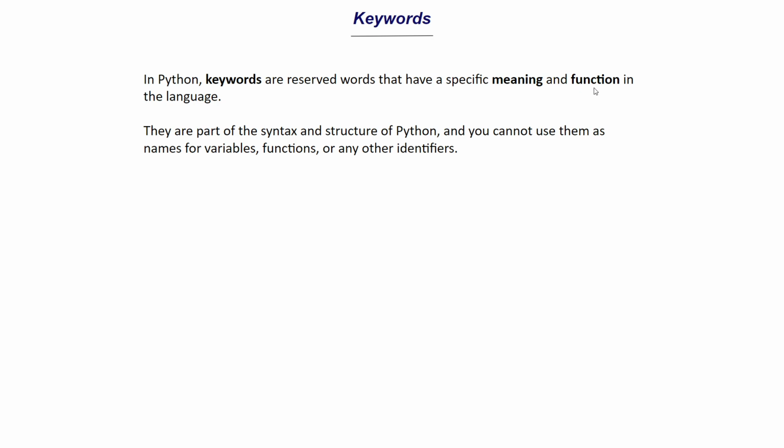They have a specific meaning and function. If you think about if and else, these are keywords in Python, and they are used only for creating conditional statements, which we will learn later. But just think that there are some words reserved for a specific function, right? So that's about the keywords. And as mentioned here, it's part of Python itself, part of its syntax and structure. And as I said earlier, you cannot use them as the names of variables, functions, or any other identifiers.